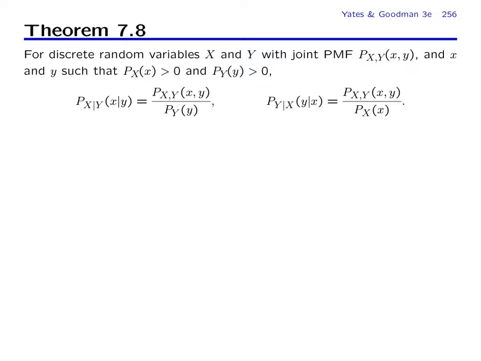On the left side is the result we just derived on the last slide. The conditional PMF of X given Y is the joint PMF of X and Y divided by the marginal PMF of Y. However, X and Y are arbitrary variable names. We could have just as well conditioned on X equals x. In this case, we obtain the reversed result. The conditional PMF of Y given X is the joint PMF of X and Y divided by the marginal PMF of X.